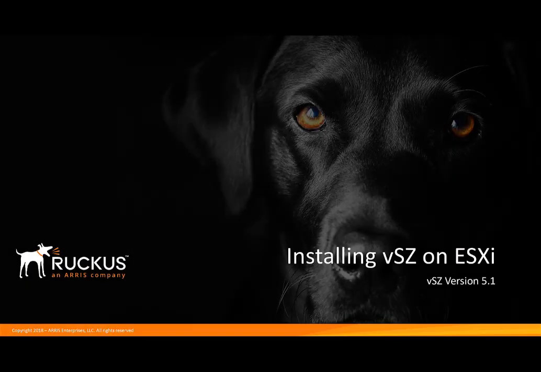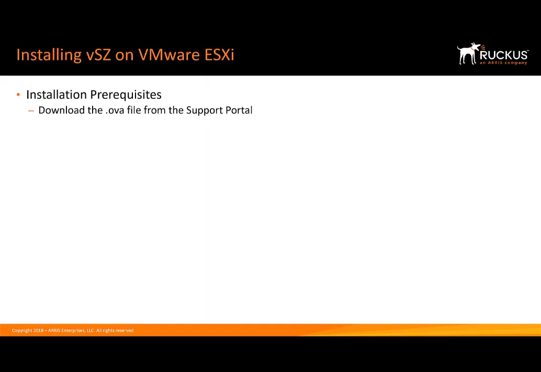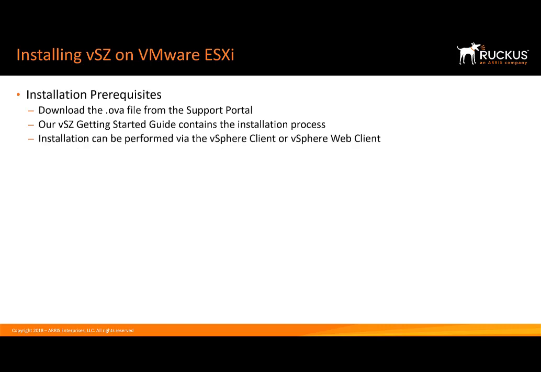We're going to install Virtual SmartZone version 5.1 on ESXi. Some items we need to note prior to the install is we need to download the OVA file from the support portal. Further, it's a good idea to review the Getting Started guide for Virtual SmartZone, as this will help us navigate the installation process. The installation can be performed via the vSphere client or the vSphere web client.